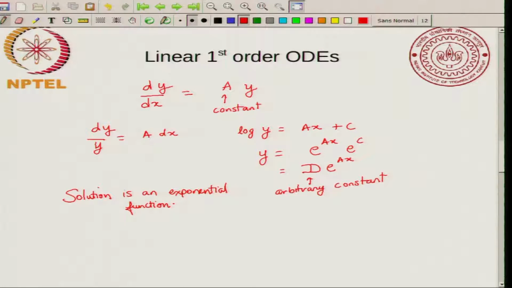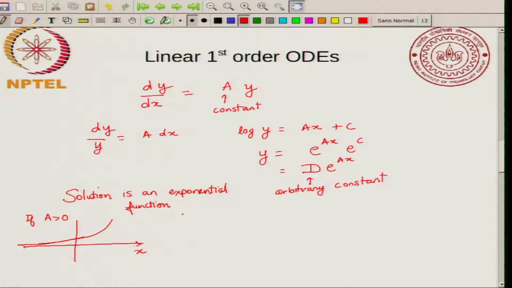Okay. Now, if a is greater than 0, then it is exponentially increasing. So, for x greater than 0 it looks like this. Along the positive x axis it looks like this. Now, when x is less than 0, then it will just come all the way to 0. So, when x goes to minus infinity it will go to 0. So, you will have some function that looks like this.